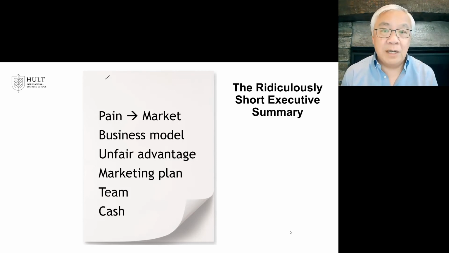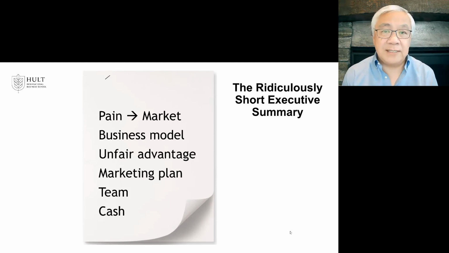How do you earn revenue? How are your costs going to lay out? And how does that become a profitable business? What is your unfair advantage? By unfair advantage, what is it that you do that others either cannot or would have extreme difficulty replicating?